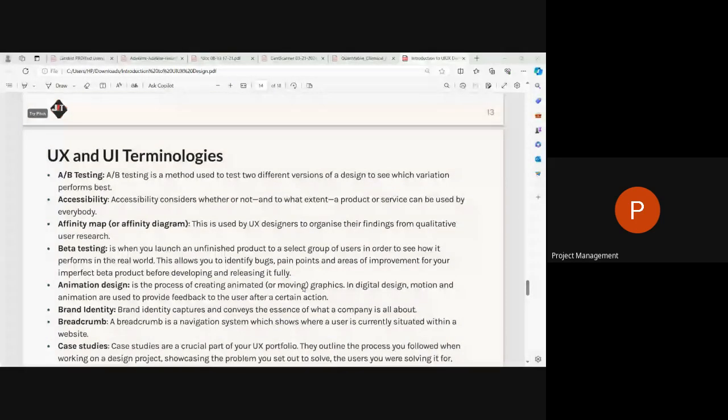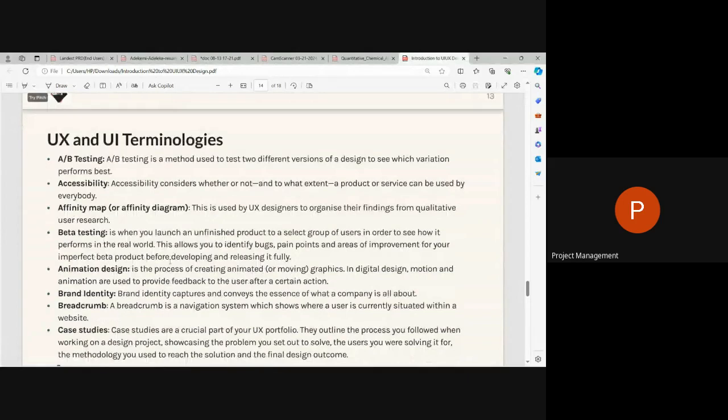All right. So now we're going to be talking about UX and UI terminology. We are just going to brush through this because most times you may not understand the terms now until we start designing and we learn more about it. So the first terminology is A and B testing.